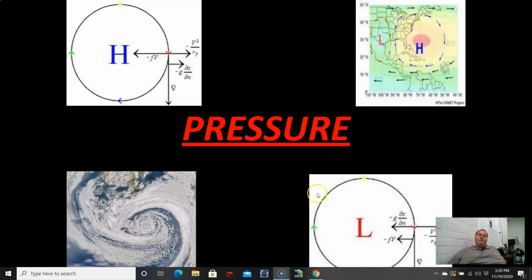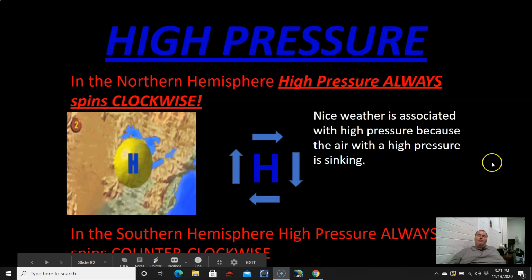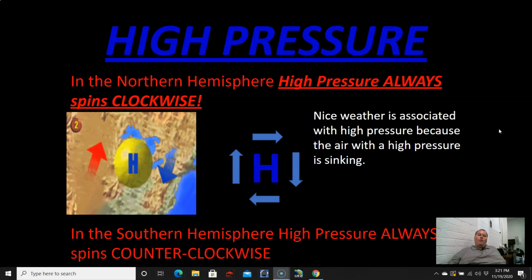Pressure. We basically have two pressure types. First off, high pressure. High pressure always spins clockwise in the northern hemisphere. Okay? Now, high pressure, and this is one thing that you need to remember, high pressure is associated with nice weather. So, high, throw your hand up there, high pressure. Nice weather.